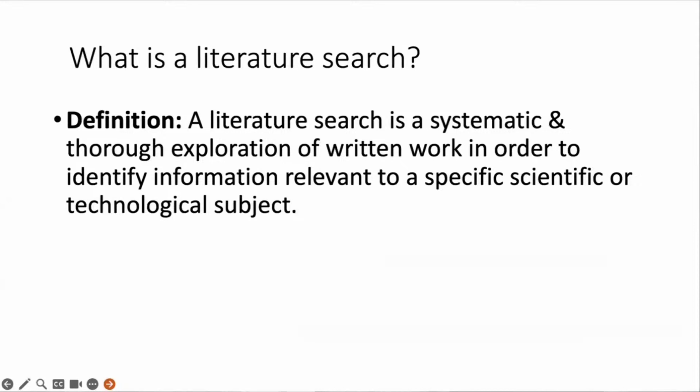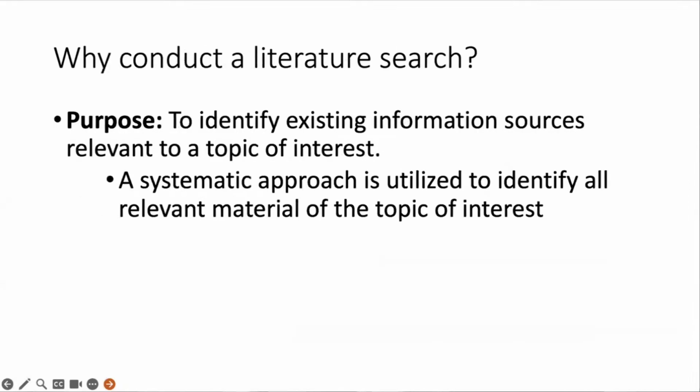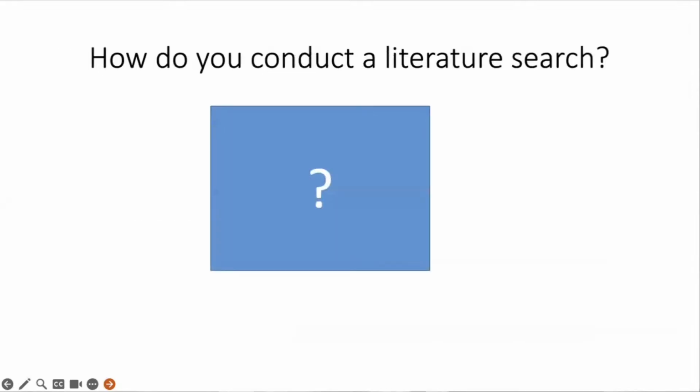We undertake a thorough exploration of work or published work so that we can identify relevant information for a particular topic. And the reason we do it is we want to identify all existing information sources that are relevant to that topic that we are interested in. And we use a systematic approach so that there's no bias in this process, and we can identify all relevant material, not just some. So how do we conduct a literature search?